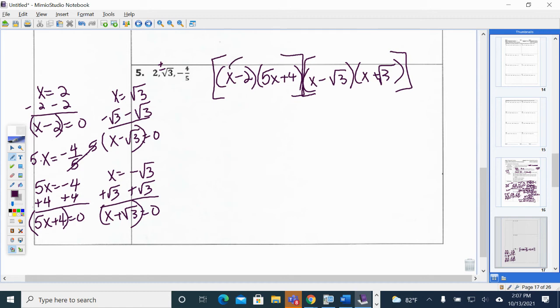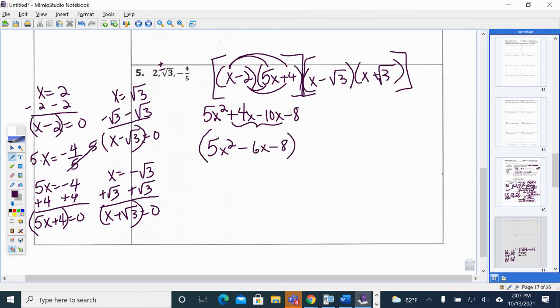So starting with the first 2, x times 5x is 5x squared. x times a positive 4 is a positive 4x. Negative 2 times 5x is negative 10x. And negative 2 times a positive 4 is a negative 8. Combine our like terms. 4x minus 10x is a negative 6x. Bring down that minus 8. So that's one of my products.